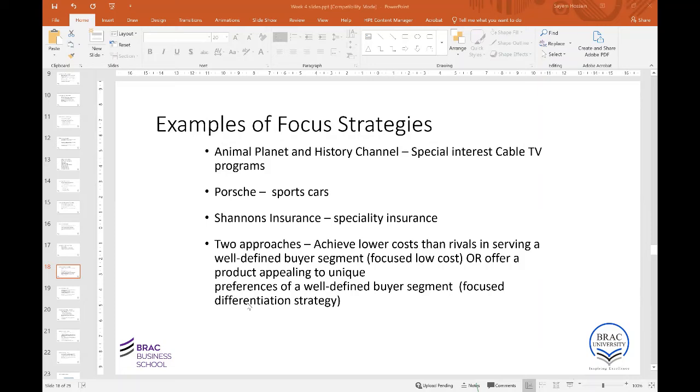Now, in focus, however, there are two different types of focus strategies, and that is another interesting bit, because yes, we know that focus is all about serving a niche, but you can actually adopt two focus strategies. It could be a focused cost leadership strategy, or you can have a focused differentiation strategy. So that's another thing we need to consider: focus strategy is not always about offering something high value. Sometimes you can also do a focused cost leadership strategy as well. So that makes it more interesting.